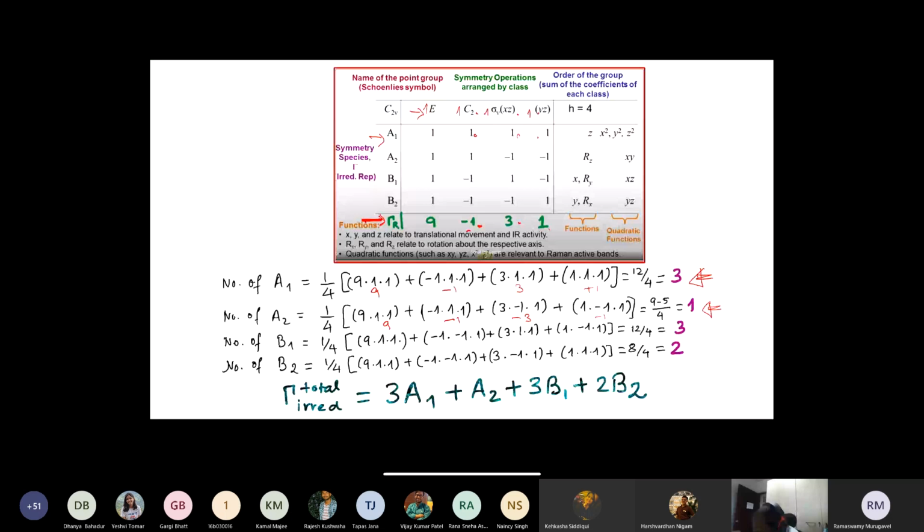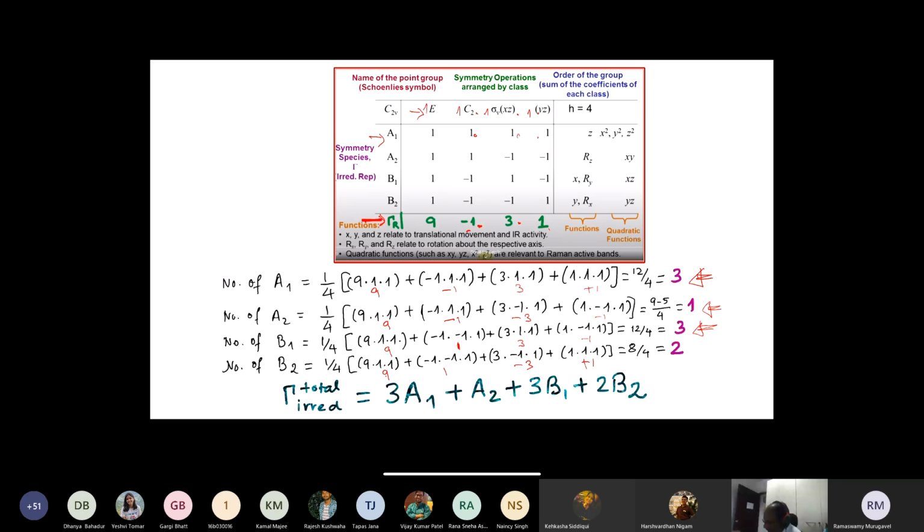B1: 9 into 1 into 1, 9. Minus 1 times minus 1 times 1 is plus 1. 3 into 1 into 1 is 3. 1 into minus 1 into 1 is minus 1. So 9 plus 3, 12. 1 minus 1 is 0. So 12 by 4 is 3. So again, B1 symmetry occurs 3 times. B2 symmetry will be 9 minus 9 plus 1 minus 3 minus 1, and 11 minus 3 is 8.